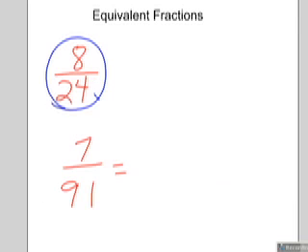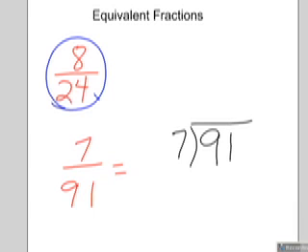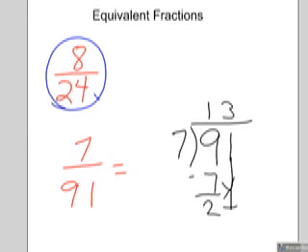So now we have to see if 7 goes into 91, right? How would we do that? We do 91 divided by 7. There you go, over here. Let's see. 7 goes into 91. 7 goes into 21 3 times. So 7 goes into 91 evenly, doesn't it?